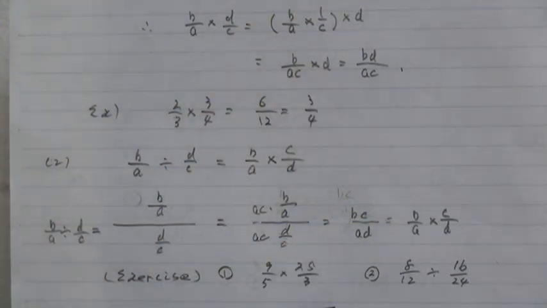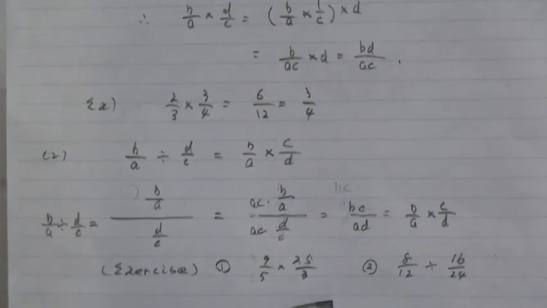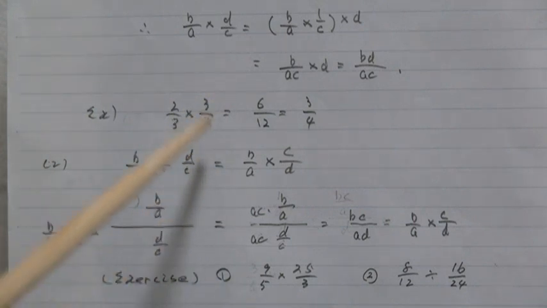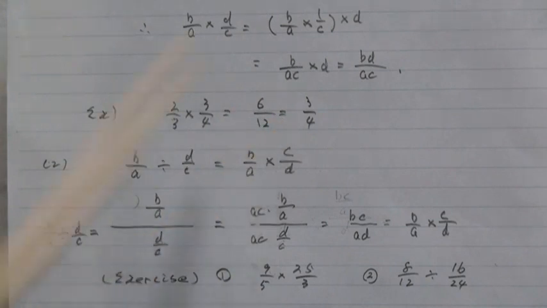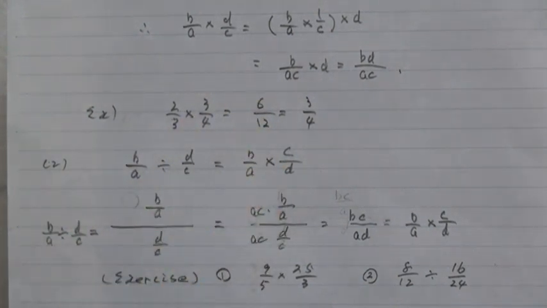And part 3, division. B over A divided by D over C equals B over A times the numerator D, denominator times divide times. Okay?